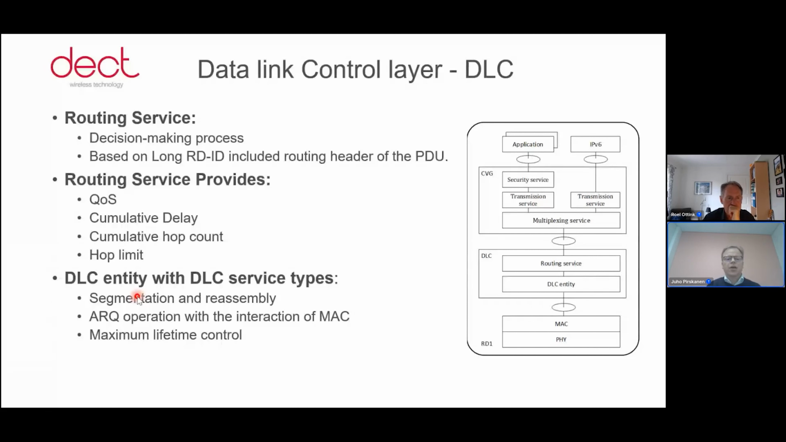And then in the DLC layer, we also provide the segmentation and reassembly for the MAC so that we can do it efficiently on the physical layer. We have an ARQ operation so that the DLC entity can reinitiate retransmission of the PDUs if it realizes that, for example, the hybrid ARQ retransmissions are not successful or the route has been changing and some of the PDUs need to be transmitted. At the same time, we also have the lifetime control, so that if some PDUs are for some reason not going through as fast as expected, those can be deleted, reducing the overhead of the system.